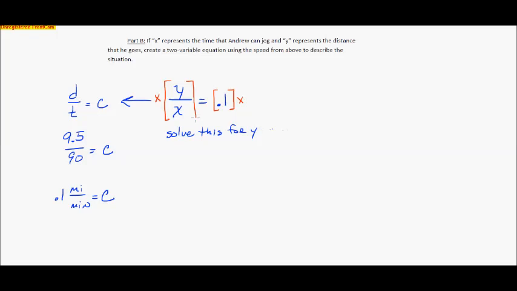Alright, I gotta finish my parentheses over there. And what's going to happen is these X's over here are going to cancel out and leave me with Y on that side. And over here I'm just going to get 0.1 times X. And there's my equation. It's got two variables and it's solved for Y. So that wasn't too hard. Now for part C, we're going to use this equation.